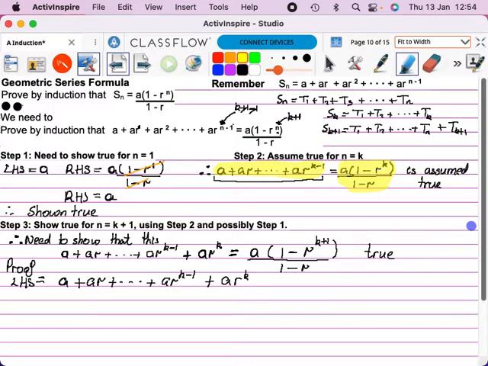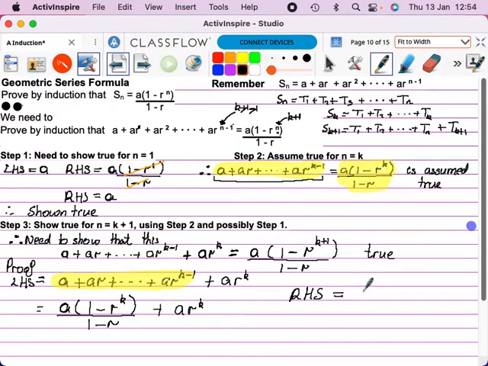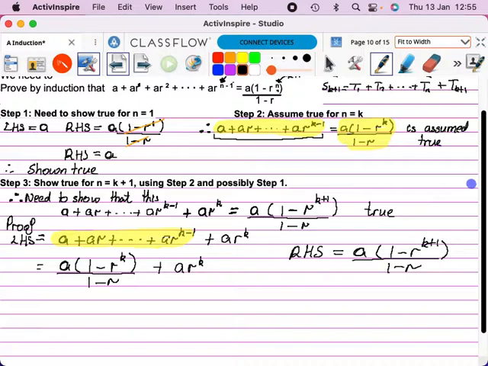So I come down here and I highlight very carefully what am I replacing. I'm replacing the step 2 part by A on 1 minus r to the power of k, close bracket, over 1 minus r, plus AR to the k. And what am I trying to get it equal to? I'm trying to get it equal to A on 1 minus r to the power of k plus 1 all over 1 minus r. Okay, why have I done that? Why have I written the right-hand side?